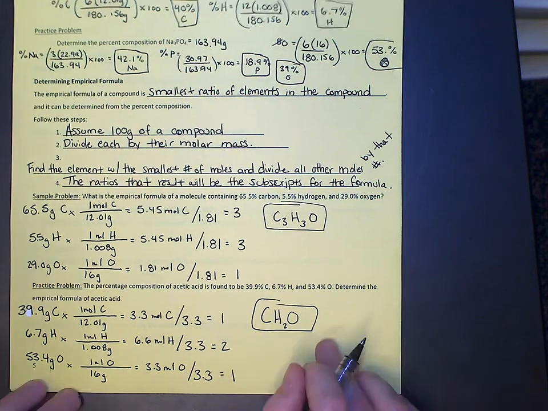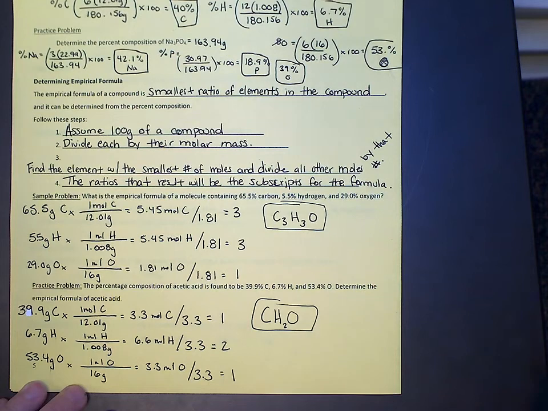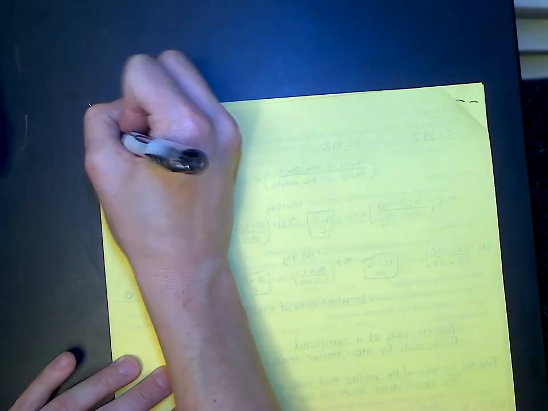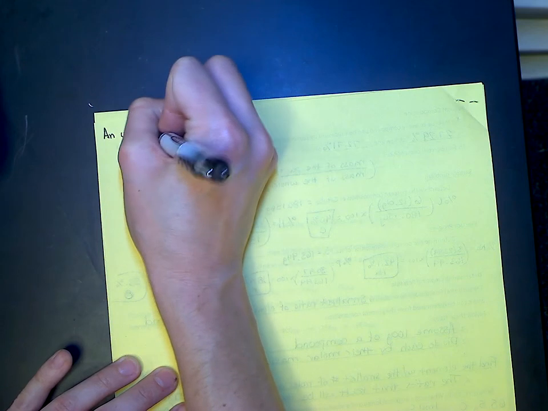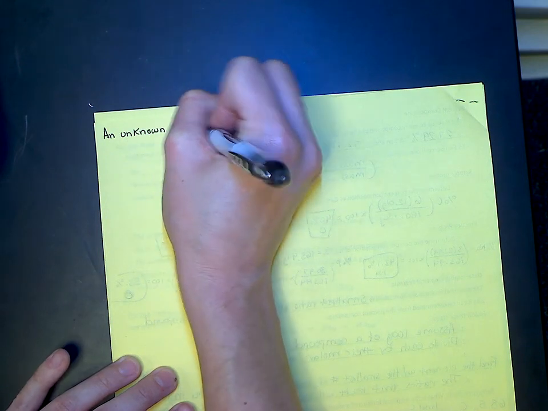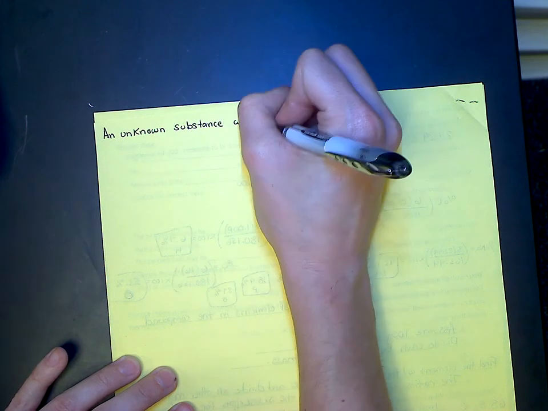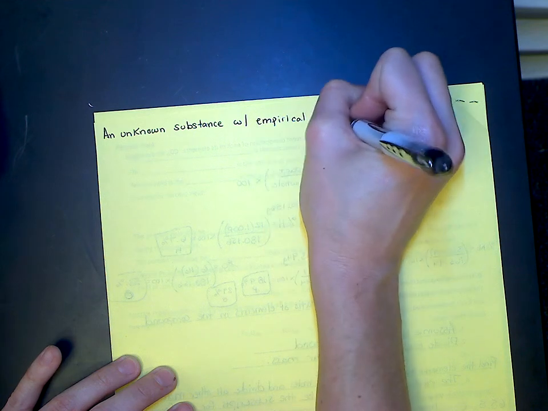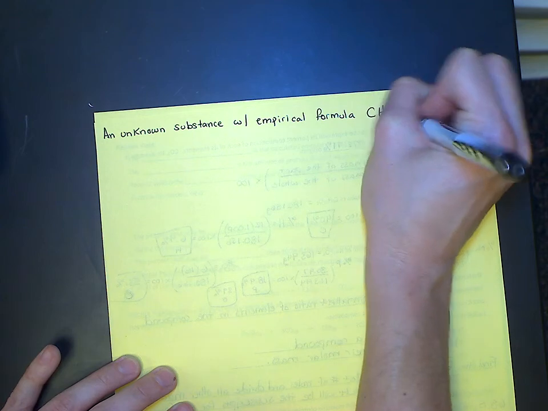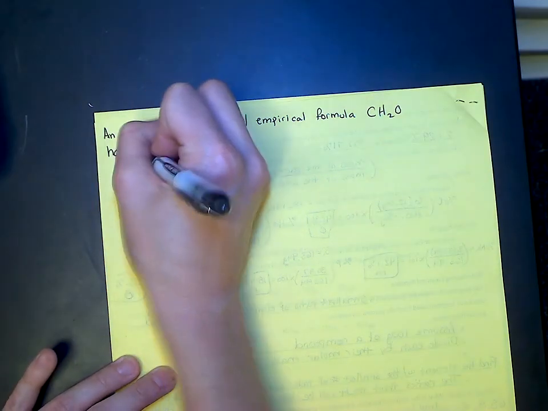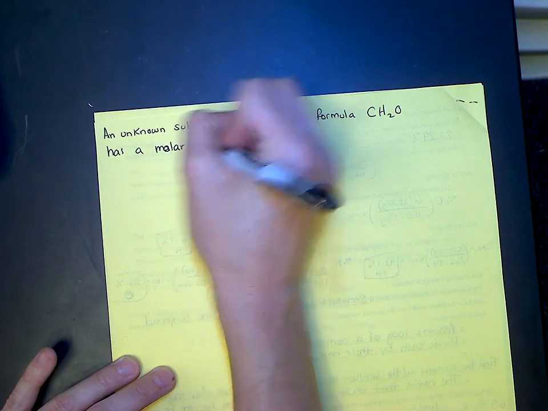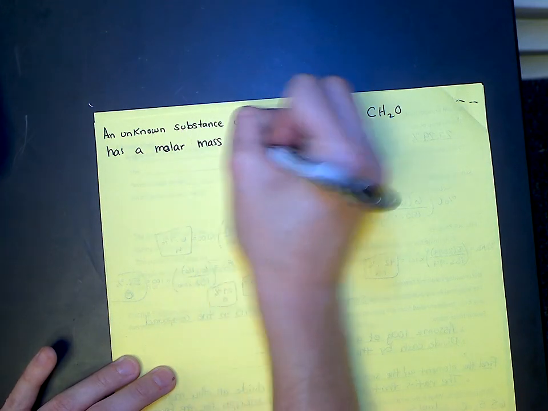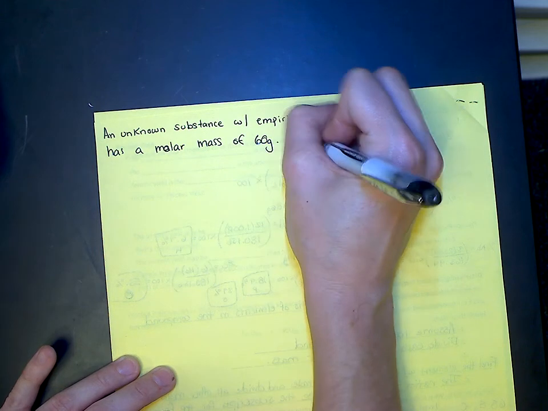Okay, so let's pretend for a moment, we have our empirical formula here, so we're going to keep working with that. And let's say we have a molecular formula, or an unknown substance with empirical formula CH2O has a molar mass of 60 grams. What is the molecular formula?